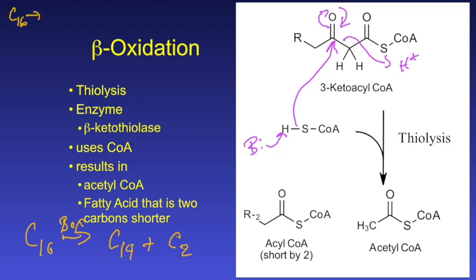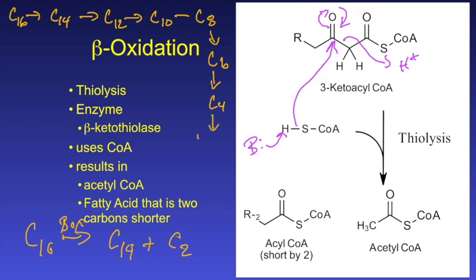C16, and I break it down once. C14 plus C2. And then I break it down again, C12 plus a C2. And I break it down again, C10, right? Then I break it down, C8. Then I break it down, C6. Okay, good. We're on the same track. And then we go to C4, and you get 2 C2s, because whatever's left of the 4 is a C2 also. So 1, 2, 3, 4, 5, 6, 7.